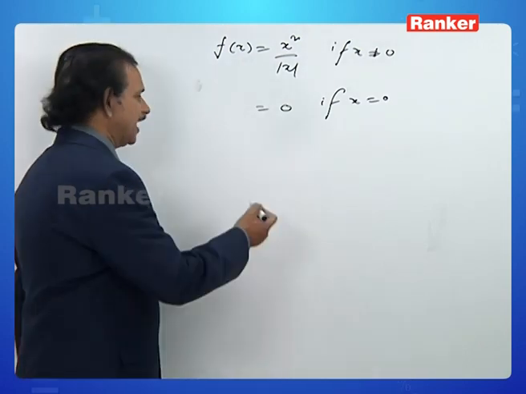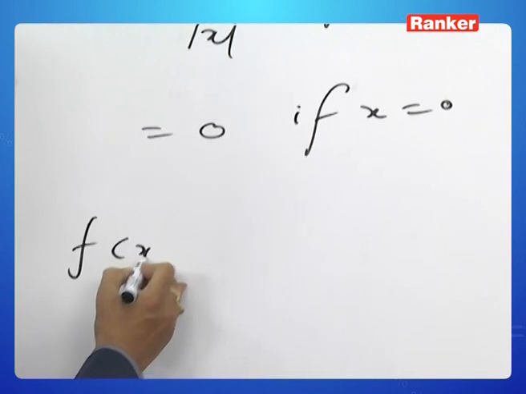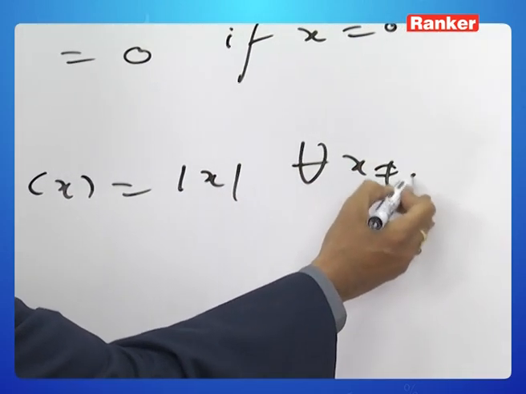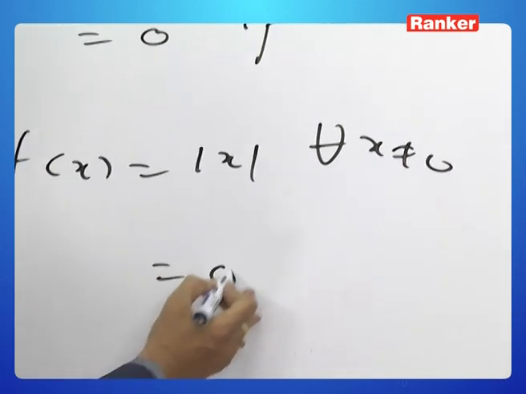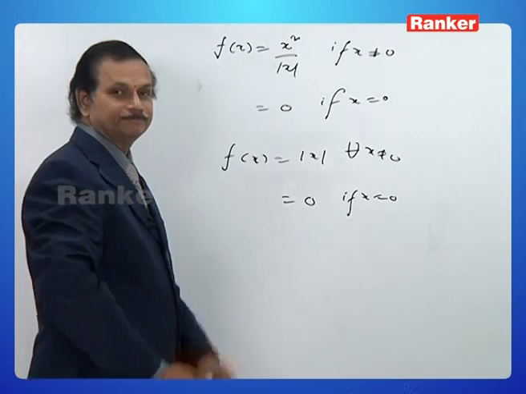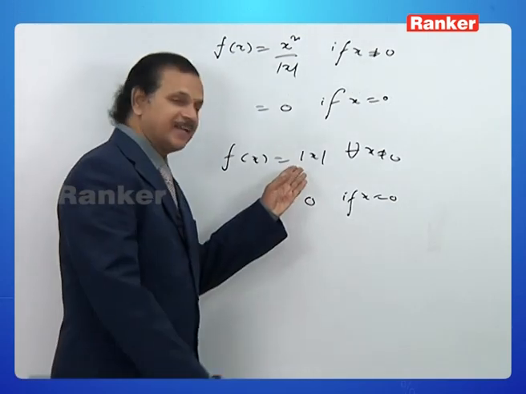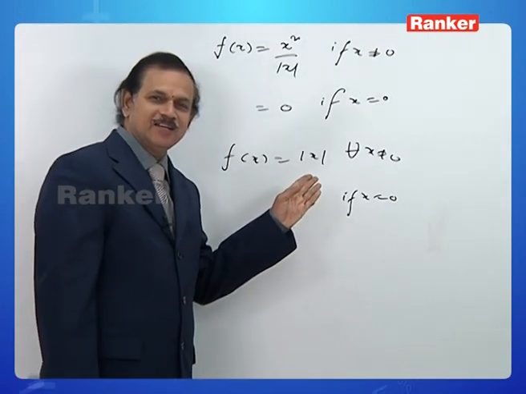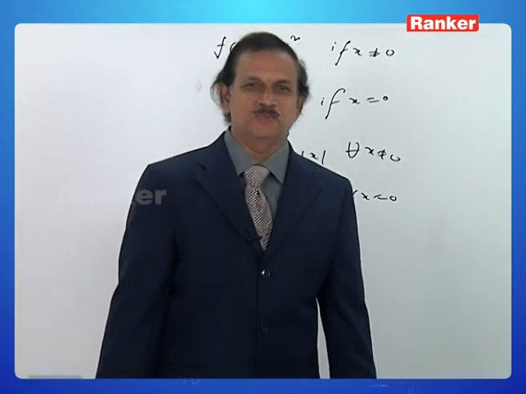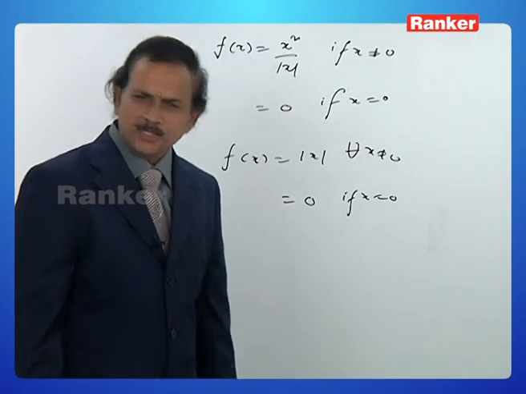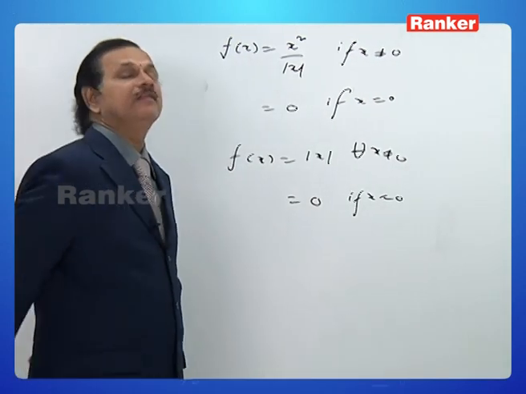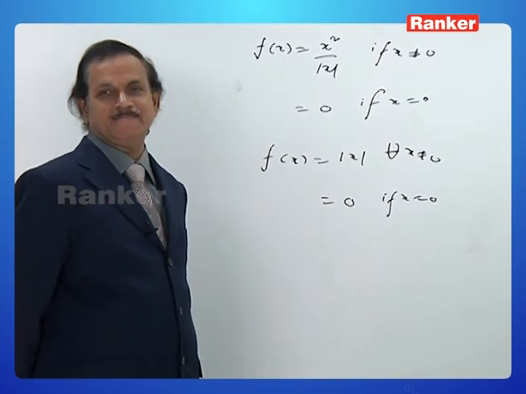Therefore, f of x is equal to mod x for all x not equal to 0 and 0 if x is equal to 0. Surely continuous at every real number. Actually speaking, f of x equal to mod x is continuous everywhere, and f of 0 is defined, of course. Therefore, it is continuous everywhere.